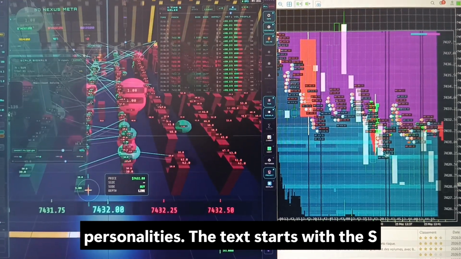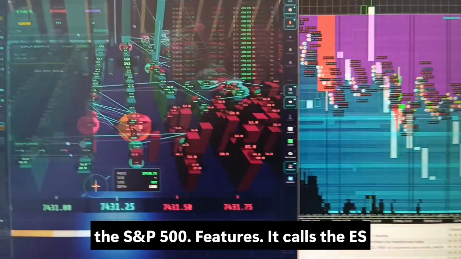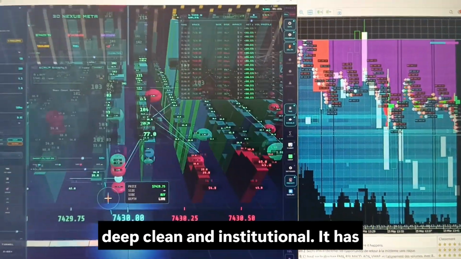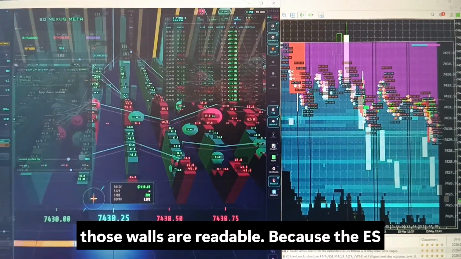Let's break down these personalities. The text starts with the ES, the S&P 500 futures. It calls the ES deep, clean, and institutional. It has thick liquidity, meaning the reactions to those walls are readable. Because the ES is heavy.